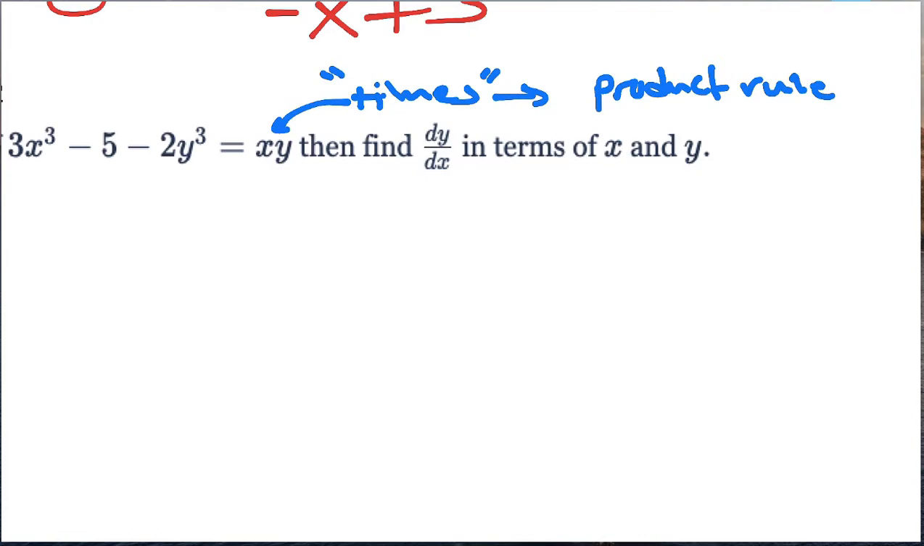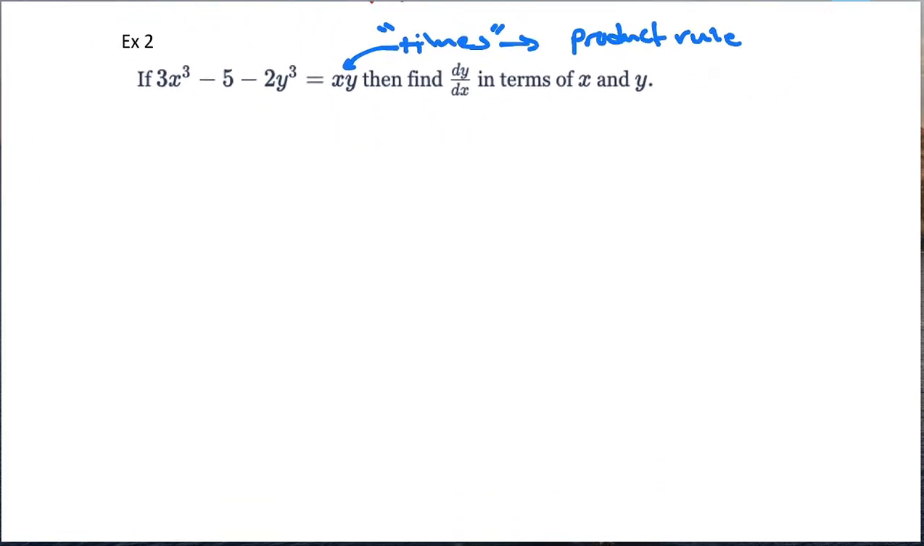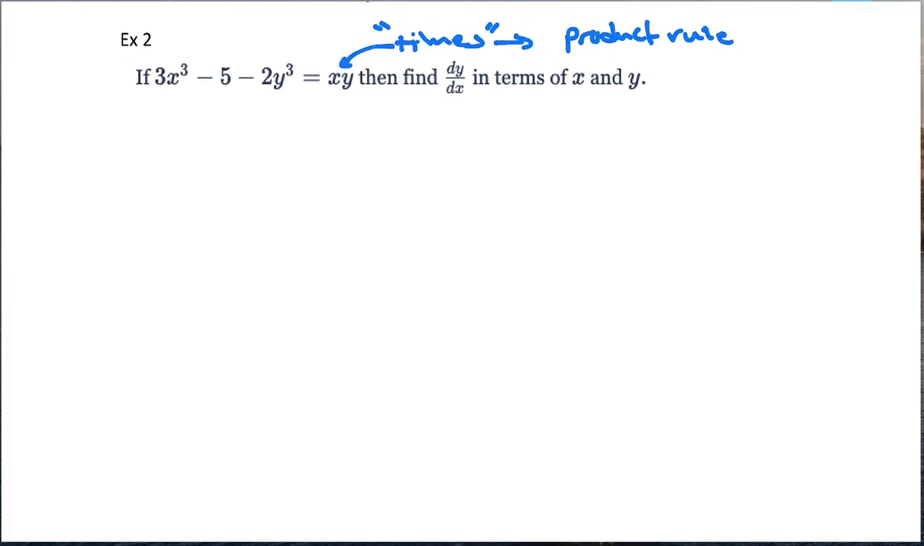Okay, so if we're going to do this problem and we use the product rule, again, remember when we take the derivative of y, we're going to need that y prime. So if we take the derivative of 3x cubed, that's 9x squared. The derivative of minus 5 is 0. I'm going to write it. I know you don't need to, but I didn't want you to go, well, where did the 5 go? It's 0.